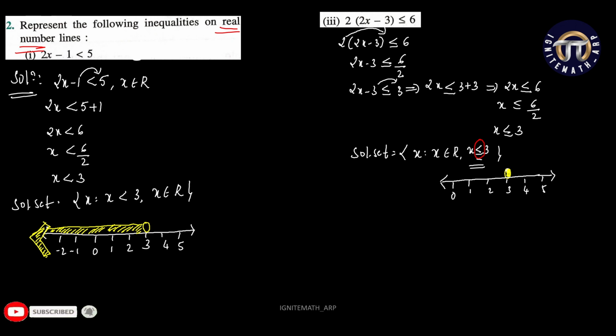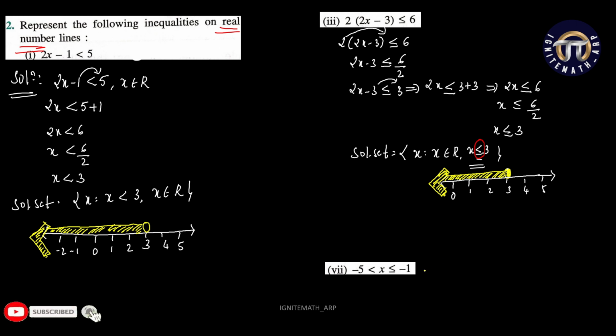Then I will just go on the left side, like this, and it goes till infinity. There is no lower limit mentioned over here. So I will darken the arrowhead as well, and darken the place over here. So this is your solution set on the number line. Clear, children? Now let's go to the next example.